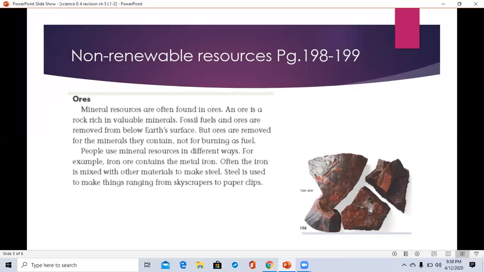People use mineral resources in different ways. For example, the iron ore you can see on the right-hand side. Iron ore contains the mineral iron. Often the iron is mixed with other materials to make steel. Steel is used to make things ranging from skyscrapers to the paper clips on your paper.